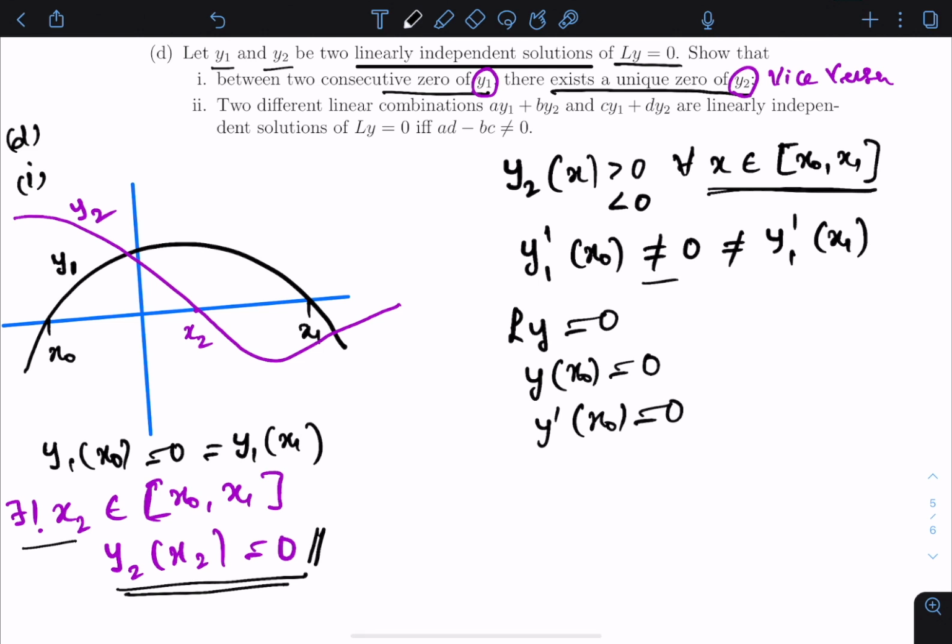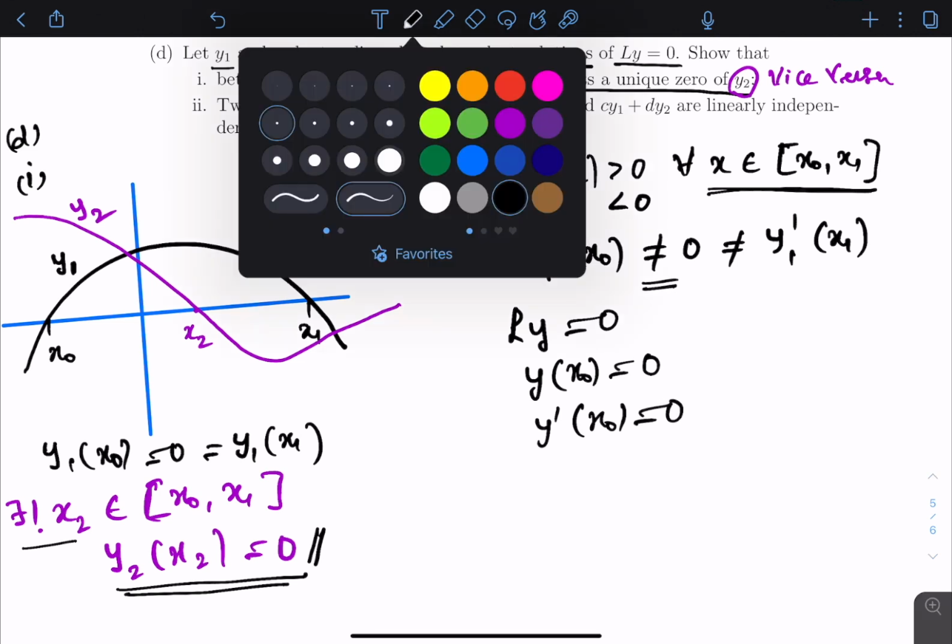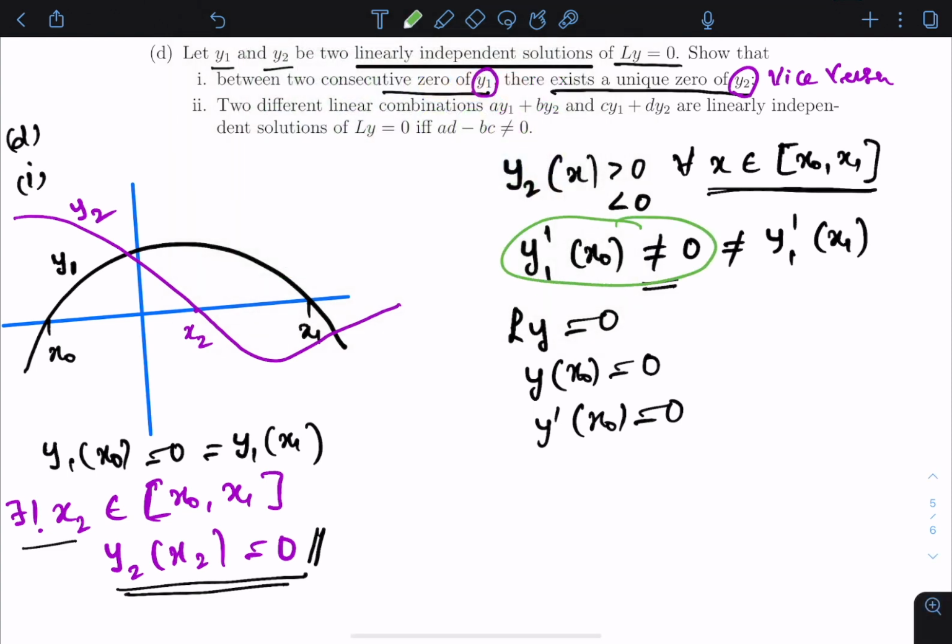Suppose, say, this was 0. Then y1 would be a solution to this problem, and by uniqueness we know that if y1 is a solution to this problem, then y1 has to be necessarily 0, right? And that's not the situation we are in, because we are saying that they have two consecutive zeros, x0 and x1, which means they are non-zero between x0 and x1. So it's a non-zero function. So both y1 prime at x0 and y1 prime at x1 should be non-zero. That's what we have said here.